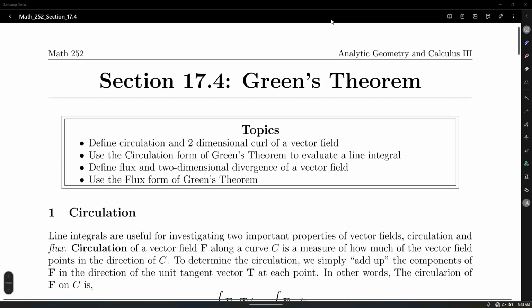17.4, Green's theorem, the second of the 4 most powerful theorems in vector calculus. What is this about? Well, number one, let me give you the bottom line. What is it? We're going to evaluate a line integral using a double integral over a planar region. That's it.